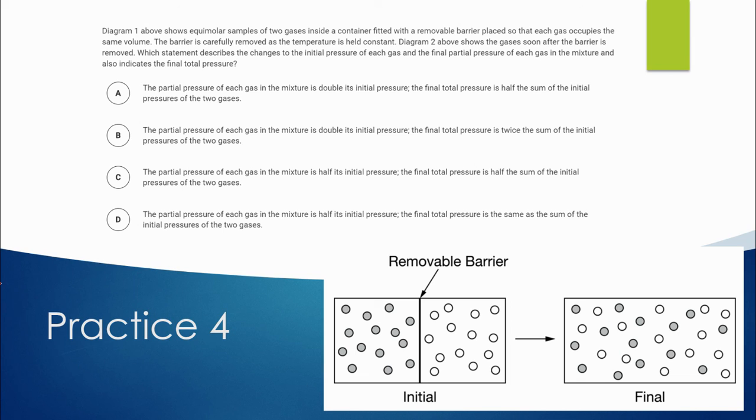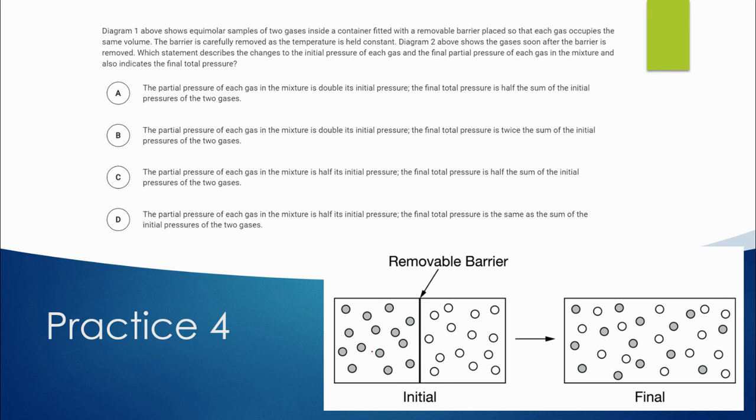Diagram 1 shows equal molar samples of two gases inside a container fitted with a removable barrier placed so that each gas occupies the same volume. The barrier is carefully removed as the temperature is held constant. Diagram 2 above or below shows the gases soon after the barrier is removed. Which statement describes the change in the initial pressure of each gas and the final partial pressure of each gas in the mixture, and also indicates the final total pressure?